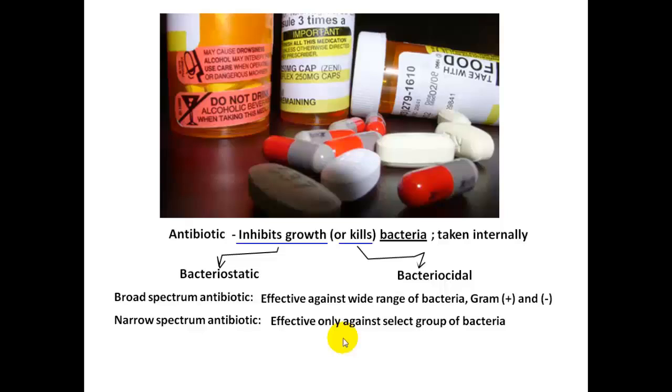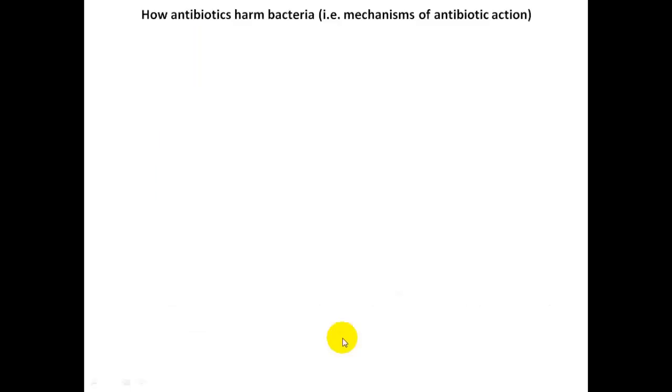Now, finally, we'll get to talking about how specific antibiotics work. So what do these things do? We'll take a look at 4 different ways that antibiotics work generally to harm bacteria. In other words, we're going to take a look at the mechanisms of antibiotic action, how antibiotics work.